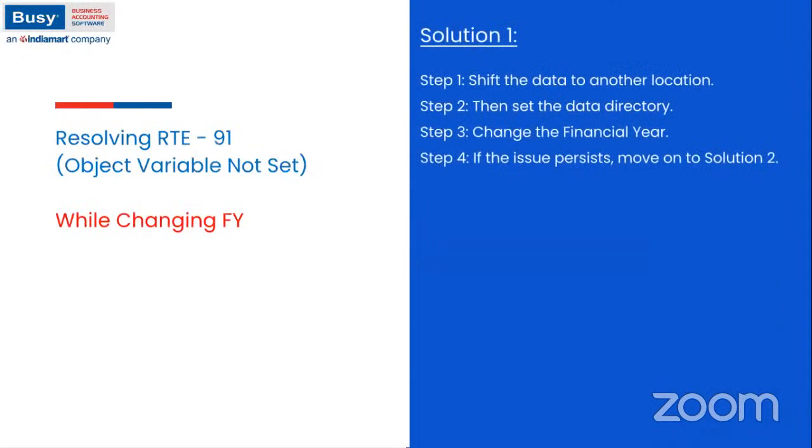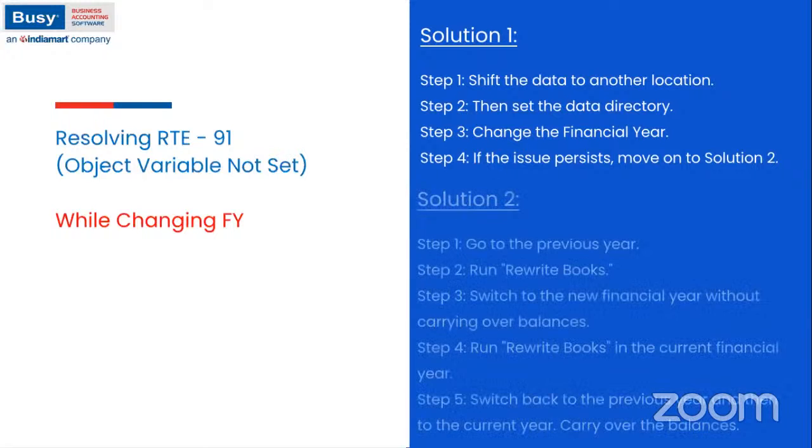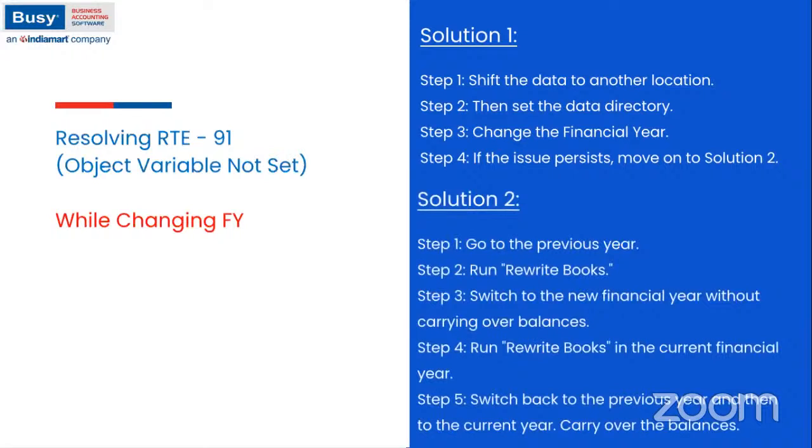So the next point here is resolving RT error. RT means runtime error 91, object variable not set, while changing financial year. This problem will arise when you try to create a new financial year. This problem is specifically related to the data directory issue.